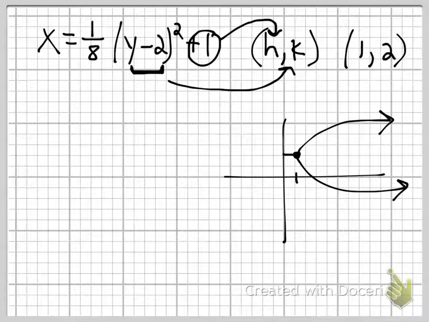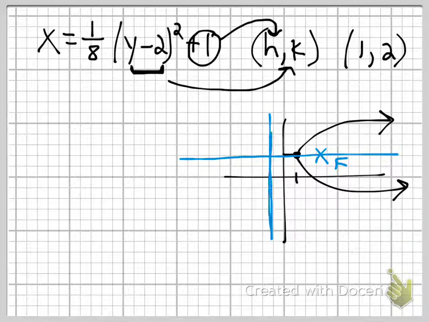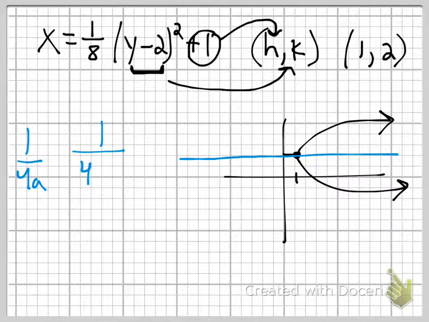Okay, and so now what we have to do is find our focal length. That way we can find the focus and directrix. And remember, the focus better be in line with my vertex, and my directrix better be a vertical line, and they better be equidistant. So let's find the focal length. 1 over 4a equals our focal length. So 1 over 4 times 1/8.